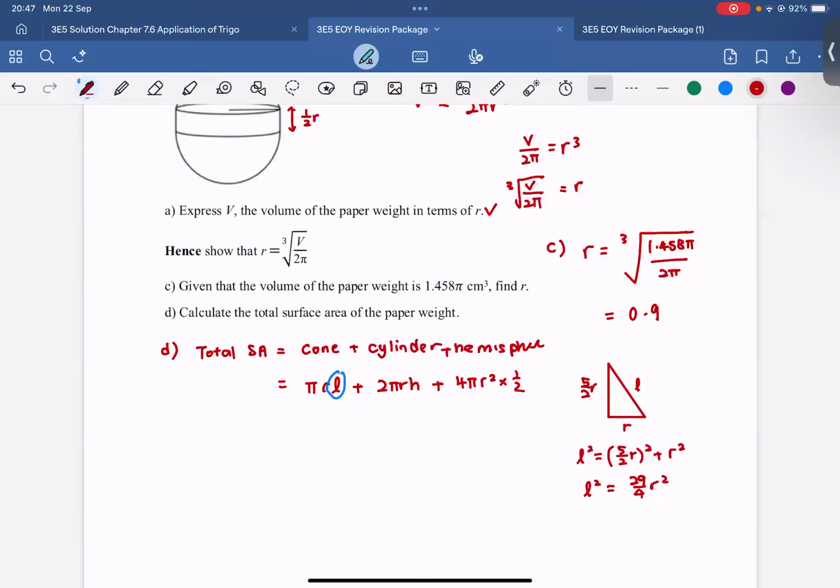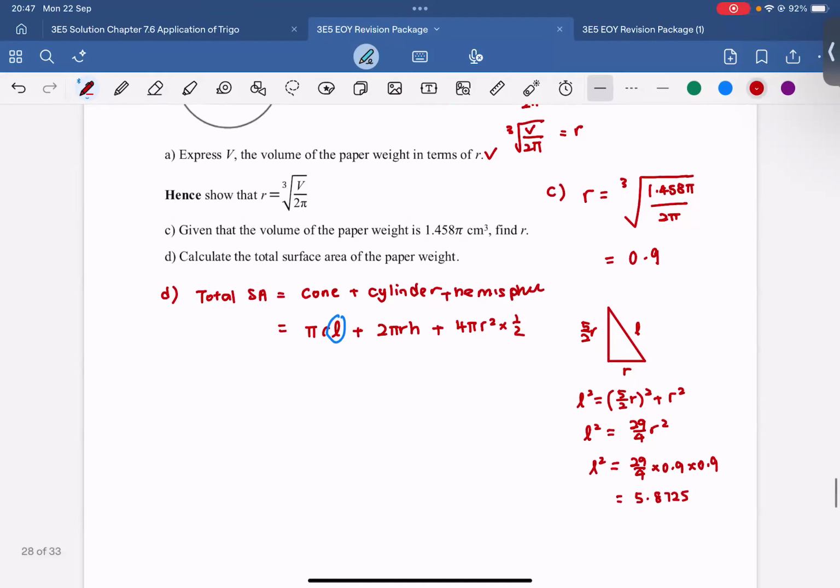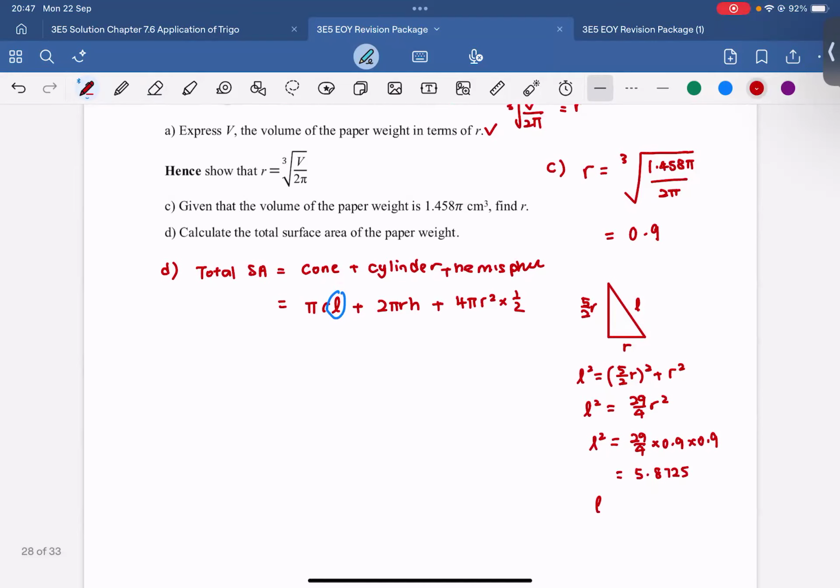So L square is equal to, I put in the R, 29/4 times 0.9 times 0.9. That will give me 5.8725. Then when you square root, you will get 2.42332.